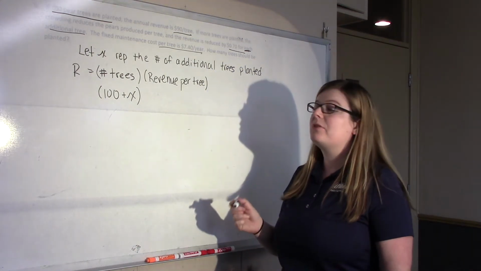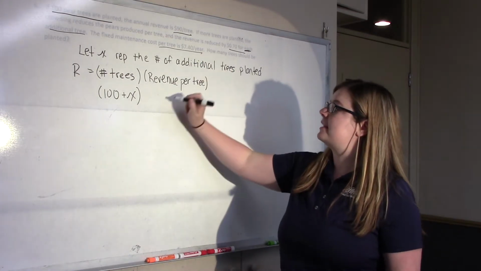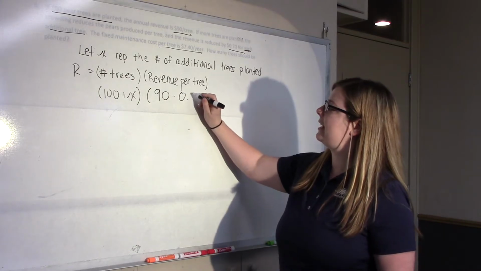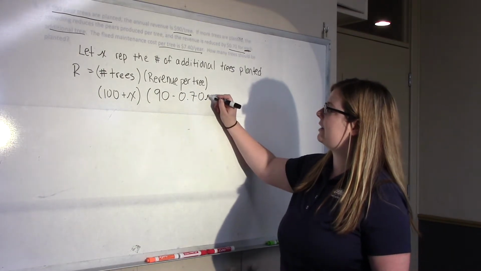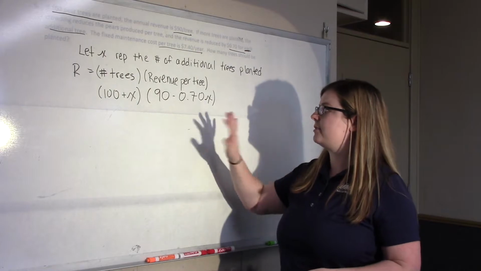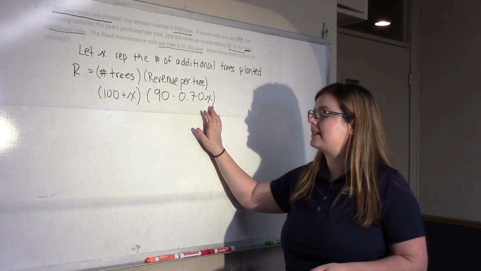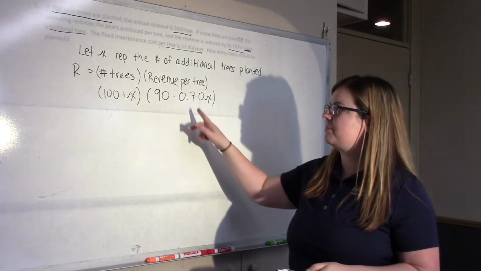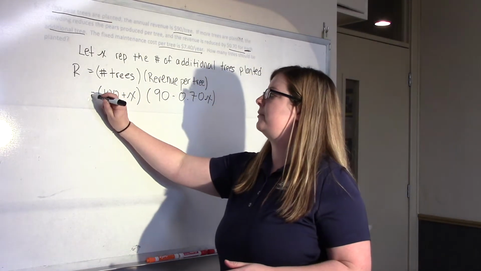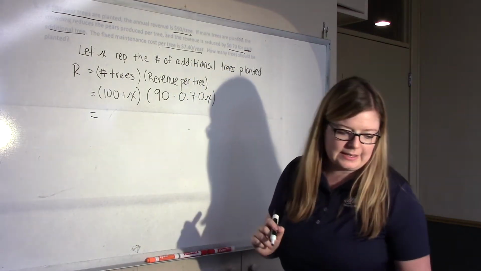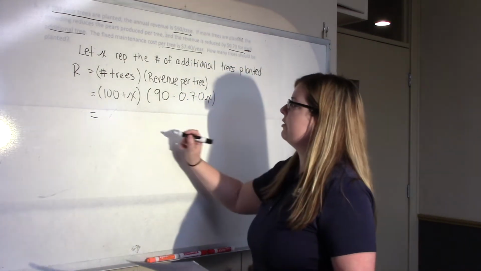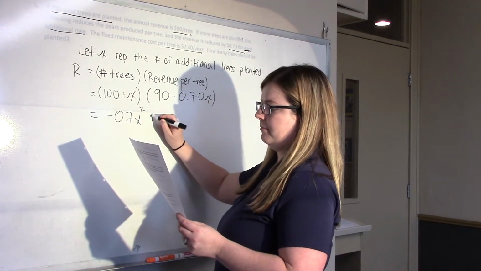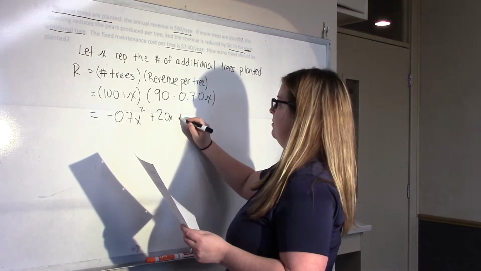And the amount that we're making per tree, right now it's 90 bucks, but it's being reduced by 70 cents every time we add a tree. So this 70 cents has to be multiplied by X because that's every tree that we add. So this is the number of trees times the price per tree. Sorry, there should be an equal sign here. When you FOIL this and collect like terms and rearrange, you get minus 0.7x squared plus 20x plus 9,000.